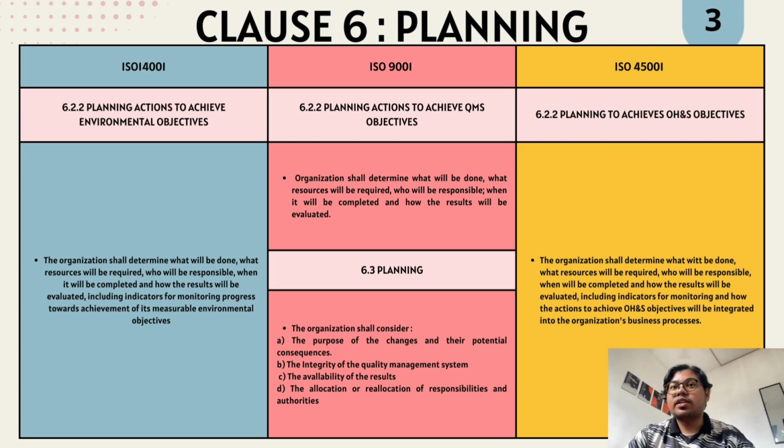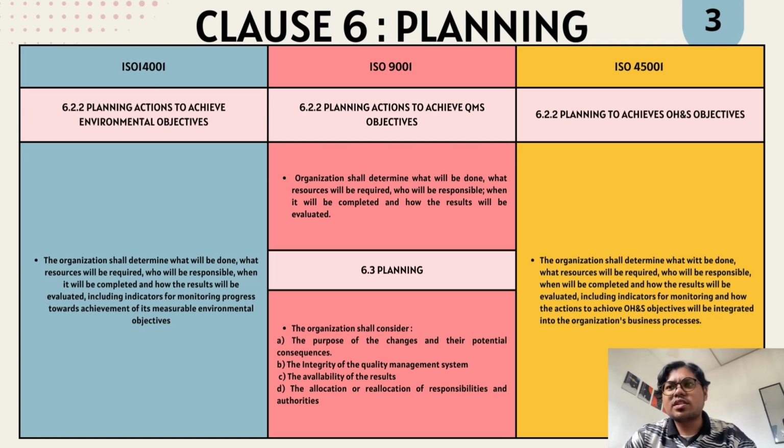For ISO 9001, 6.2.2 is about planning actions to achieve QMS objectives. For example, the organization should determine what will be done, what resources will be required, who will be responsible, when it will be completed, and how the results will be evaluated. And for ISO 45001, 6.2.2 is about planning to achieve OH&S objectives.